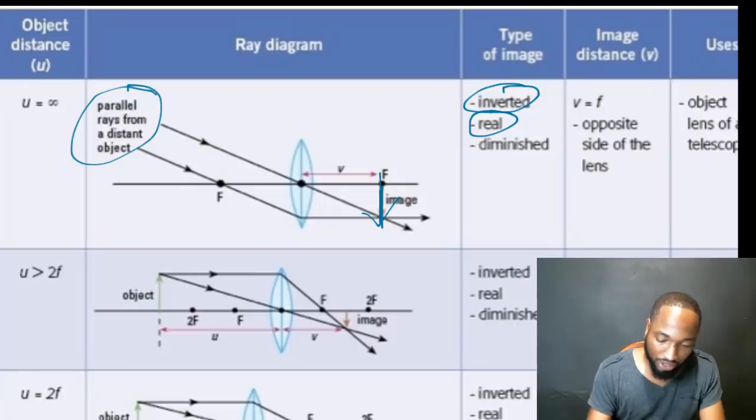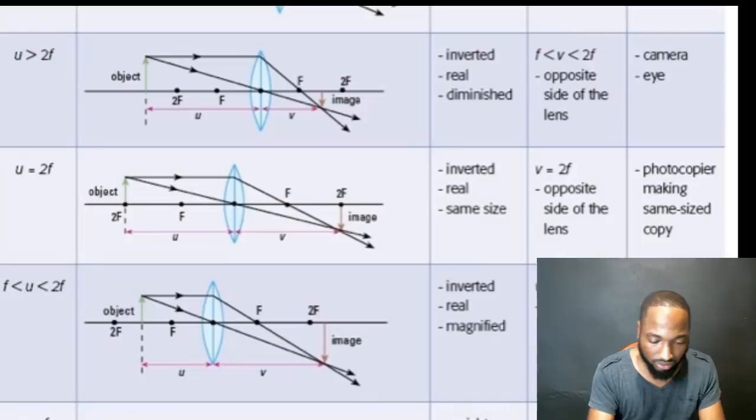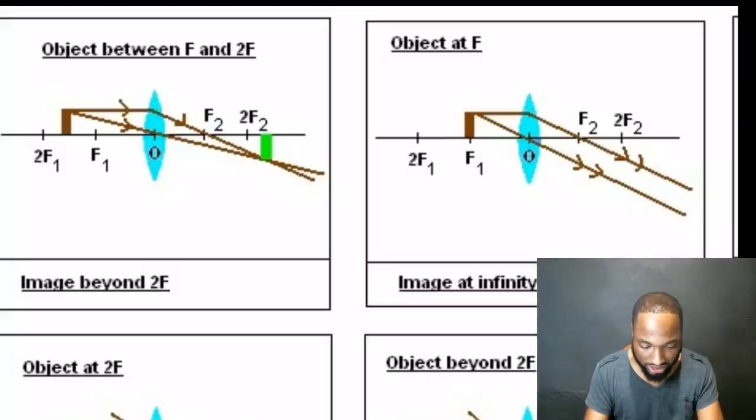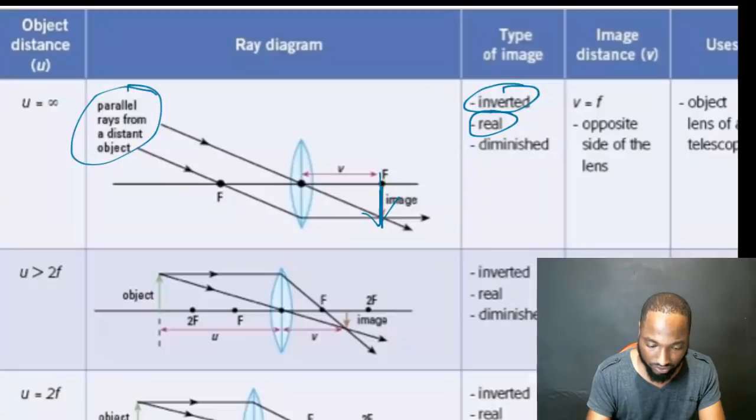Okay, what will happen now in the next situation? Let's bring it up a little bit. Now, I got this on Google, so you could just get it on Google too. This is situation one now. The object is after 2F. Well, you start to draw.